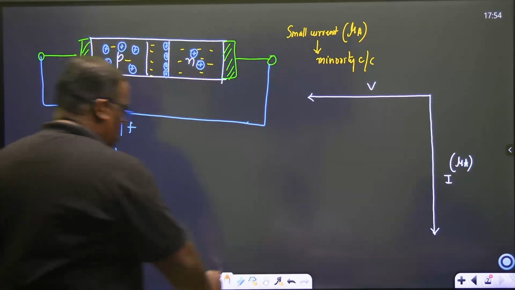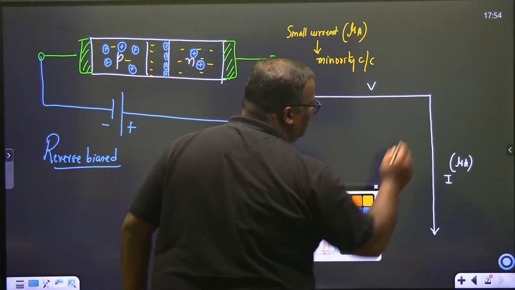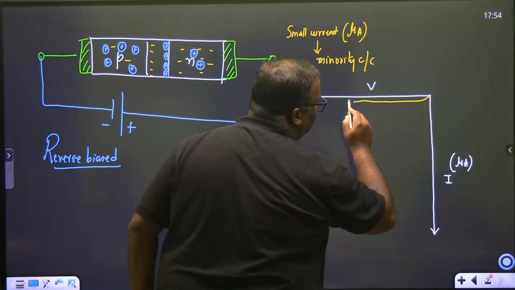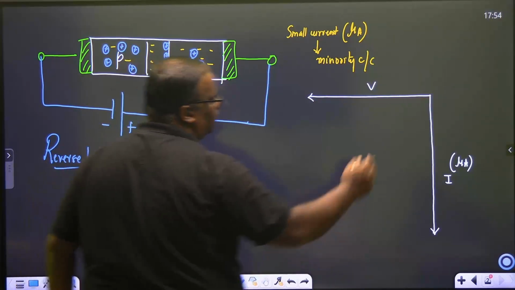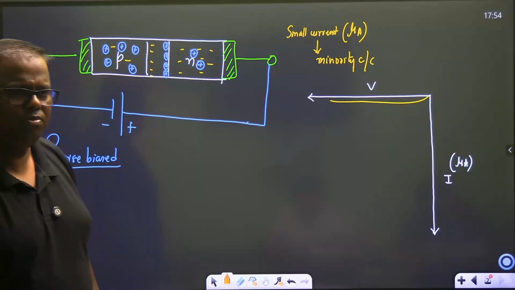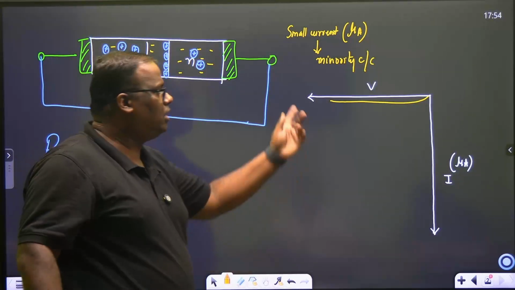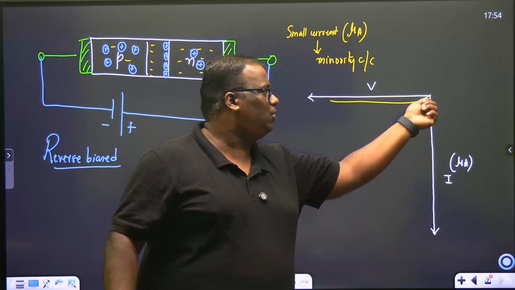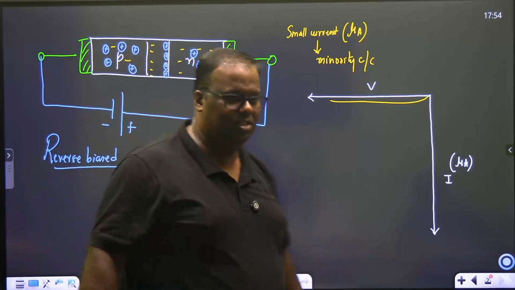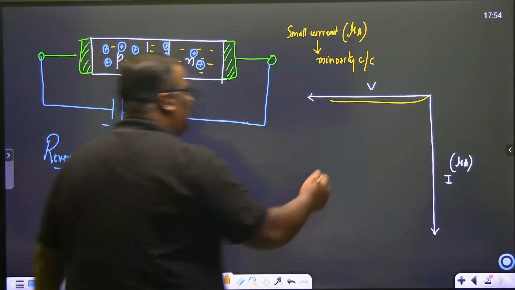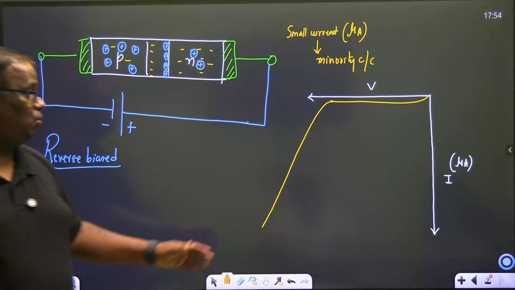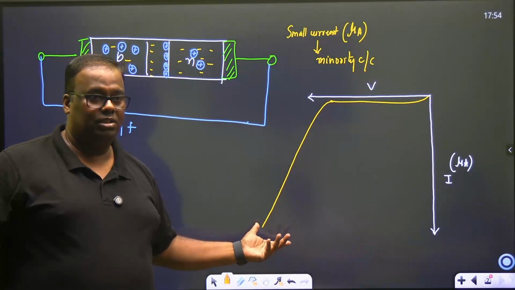Fine. So how will the characteristics be? There will be a constant, very small current that will flow. Absolutely straight, very small. It keeps flowing, a straight curve because the current is constant. Once you apply that voltage, this is that small current which is flowing. It's a negative current. However, if we increase the reverse voltage after a certain level, the diode breaks down and shows excellent conductivity. This is not good for you.